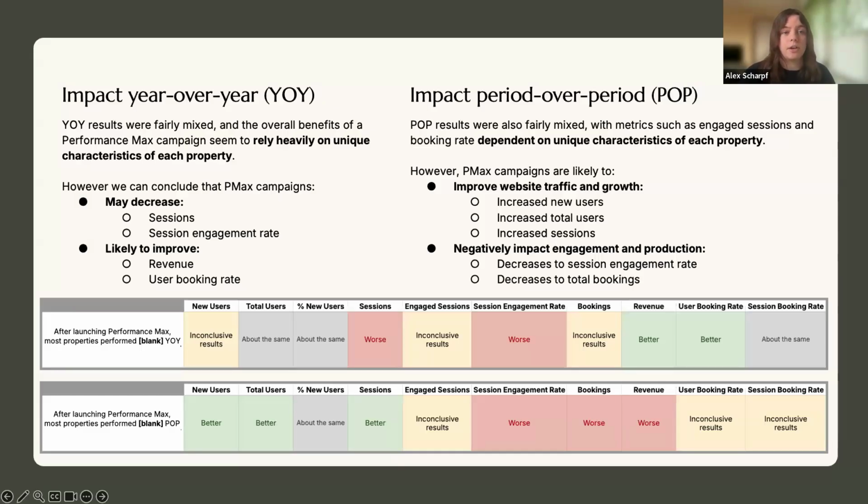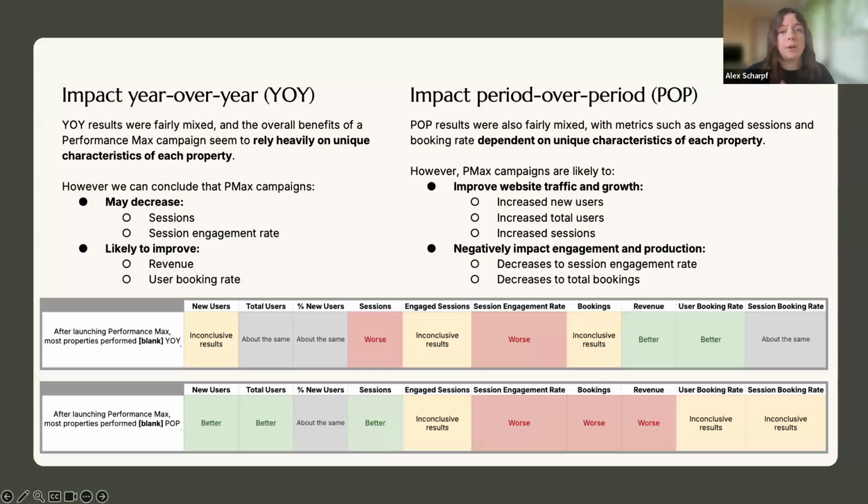So looking at year over year, it really seems to rely on the unique characteristics of each property if PMax is effective or not. We were seeing some trends, such as PMax can decrease the sessions and session engagement rate, but we were seeing general trends of improvements to revenue and user booking rate. So this does suggest, again, that it's a little bit lower in the funnel. So we're not getting as many just awareness, visibility sessions, but we're getting a lot more actual booking intent users.